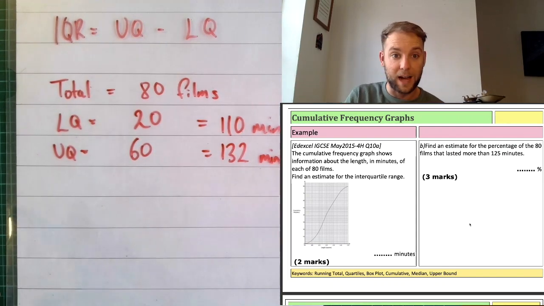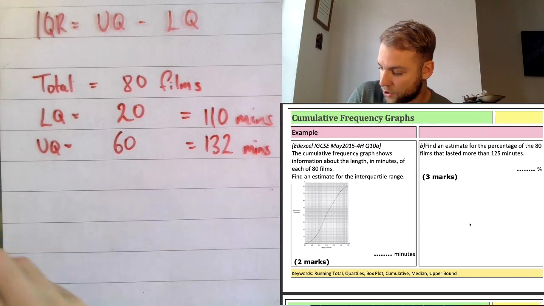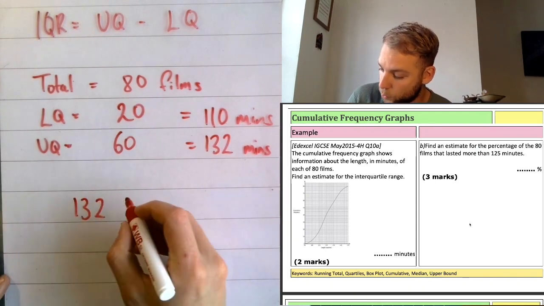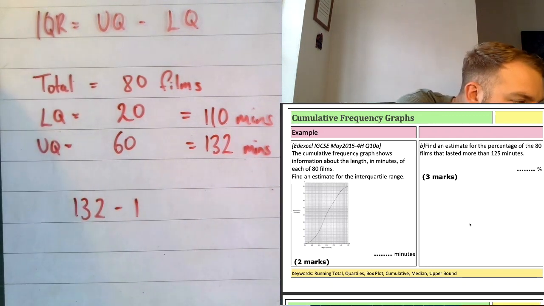So I'm going to go across and down, and that gives me 110. Across and down, that gives me 132. My interquartile range is the upper quartile take away the lower quartile. I'm just going to check that lower quartile again.